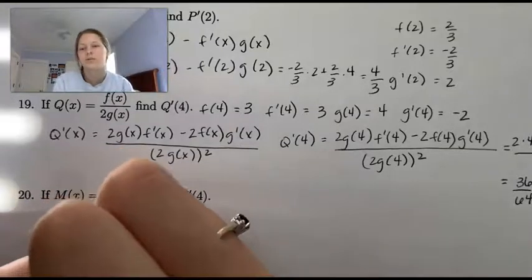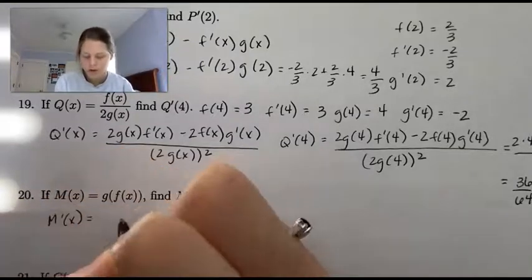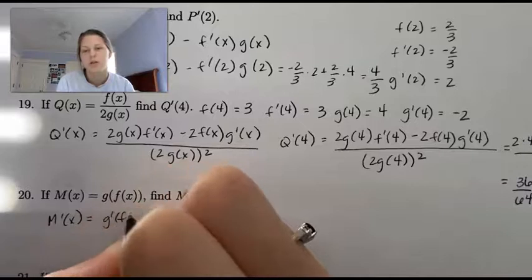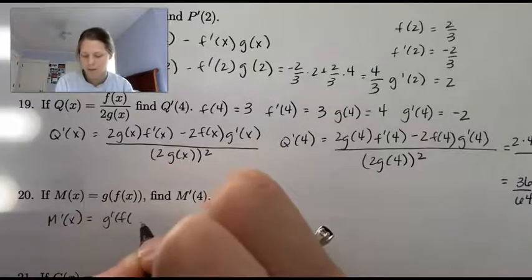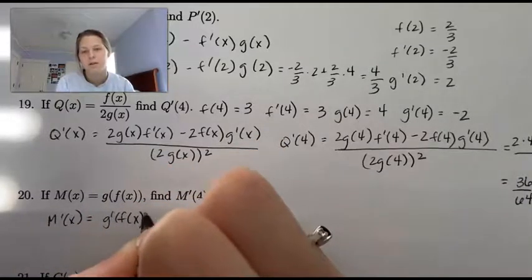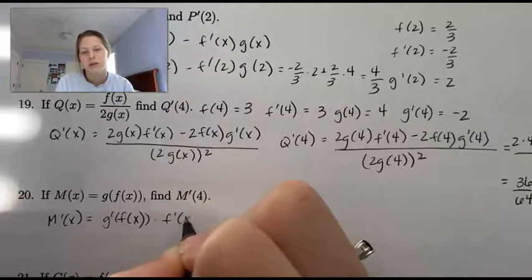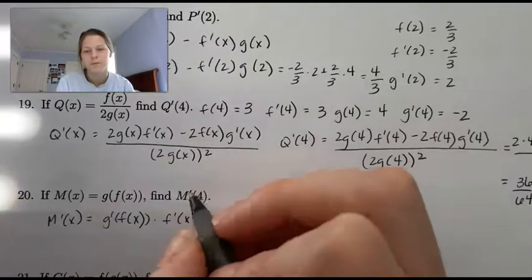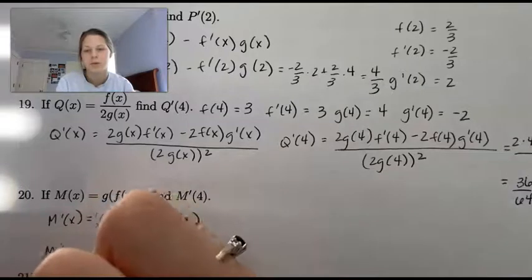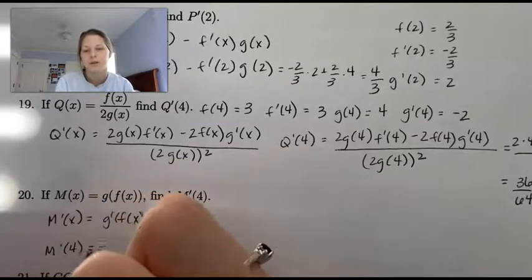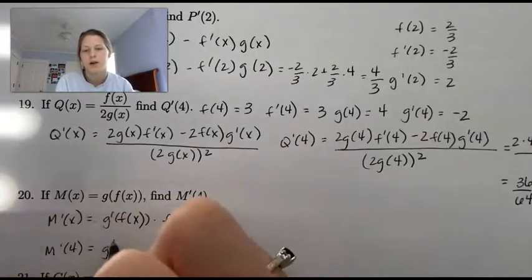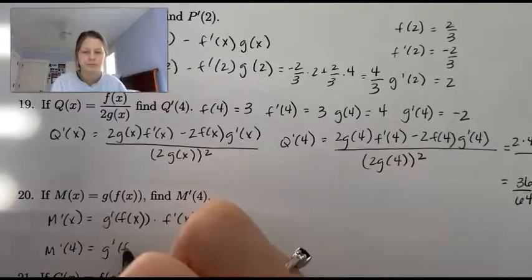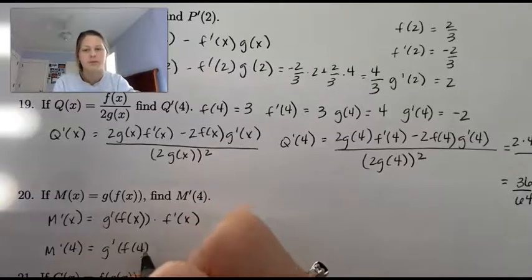So for number 20, we're first going to find the derivative using the chain rule. So we will end up with g prime of f of x times f prime of x. And then we will plug in the 4. So we'll do n prime of 4, and then g prime of f of 4 times f prime of 4.